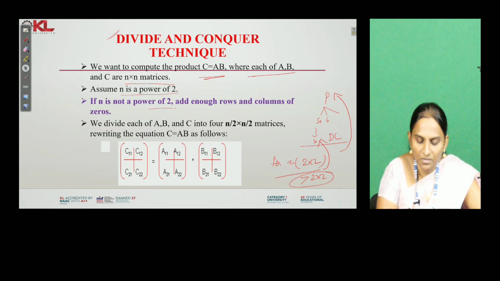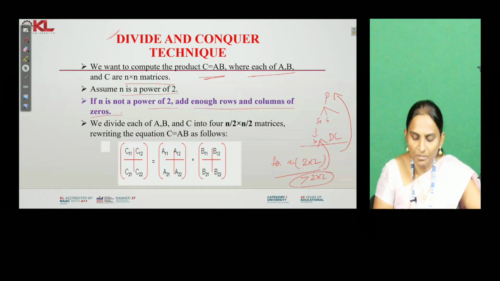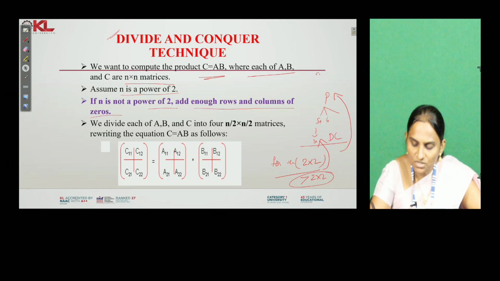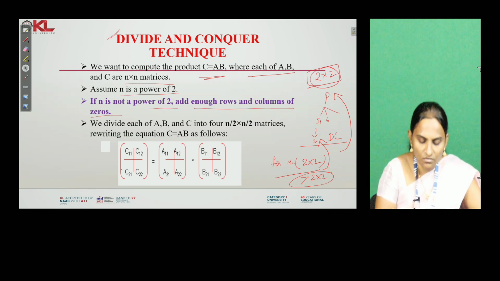If n is not a power of 2, add enough rows and columns of zeros. Compulsorily, the matrix minimum size should be 2 by 2 if we want to multiply two matrices. So for example, A11, A12, A21, A22 is the first matrix, B11, B12, B21, B22 is the second matrix. The resultant matrix will be C11, C12, C21, C22.